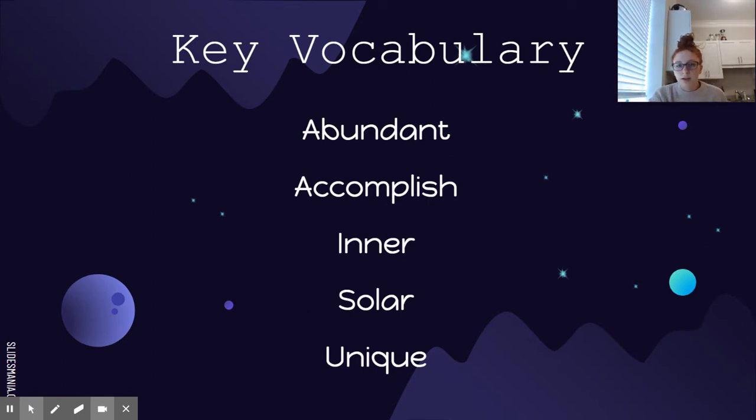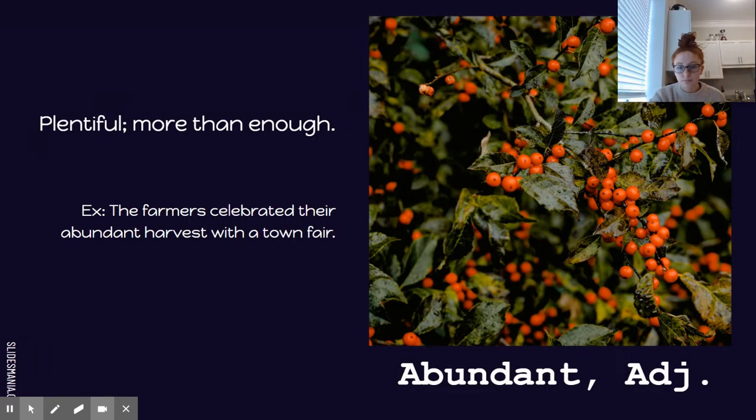Our key vocabulary today are abundant, accomplish, inner, solar, and unique. Abundant is an adjective, meaning it's one of our descriptive words. Abundant means plentiful, more than enough. The farmers celebrated their abundant harvest with a town fair.